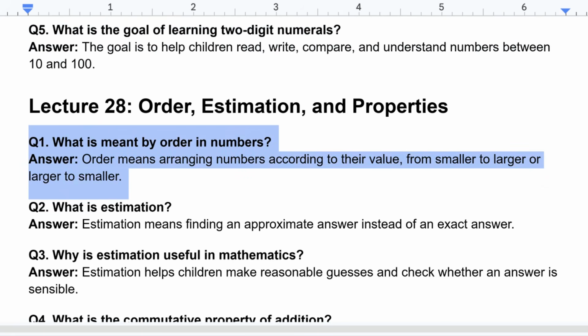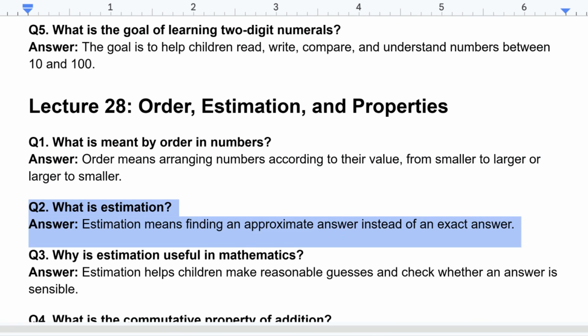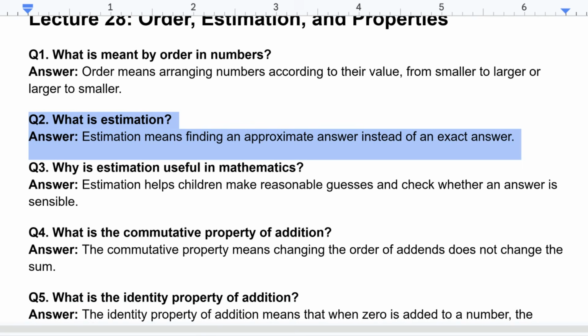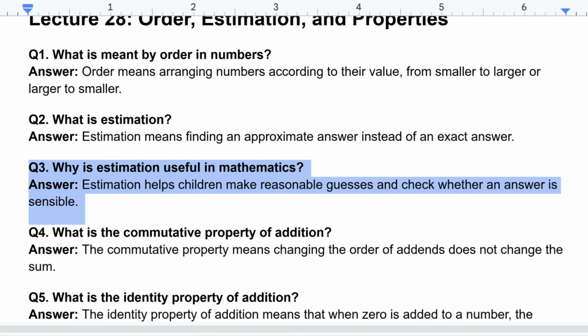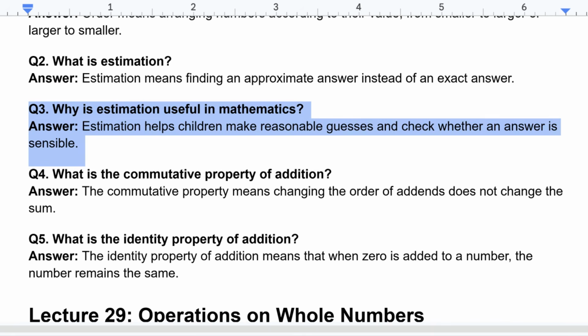What is meant by order in numbers? Order means arranging numbers according to their value from smaller to larger or larger to smaller. What is estimation? Estimation means finding an approximate answer instead of an exact answer. Why is estimation useful in mathematics? Estimation helps children make reasonable guesses and check whether an answer is sensible.